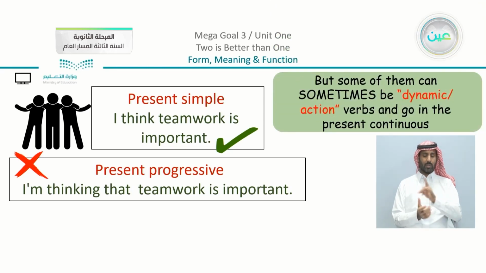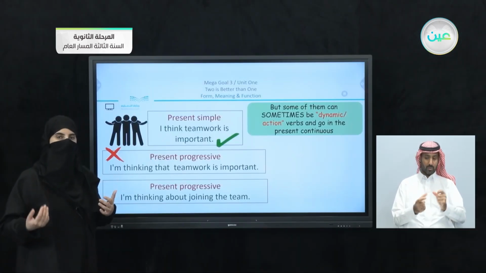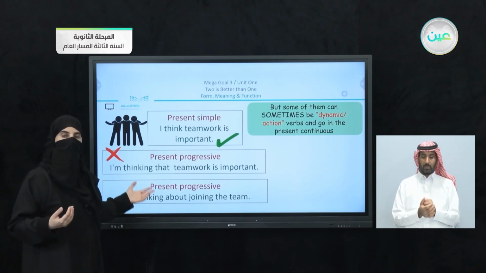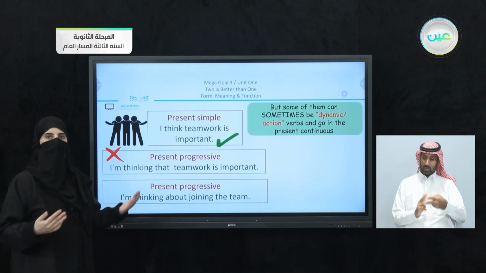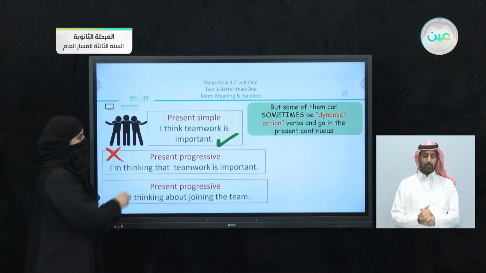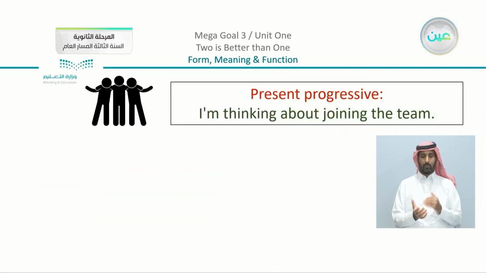But as a note, some of them can sometimes be dynamic or action verbs and go in the present continuous. How is that? I can give an example and say that I'm thinking about joining the team. If I have a sentence like this one, I am thinking, you can see that I used an abstract verb with a present progressive because I turned it into an action or dynamic verb. So since I'm talking about the present progressive, I'm thinking about joining the team.